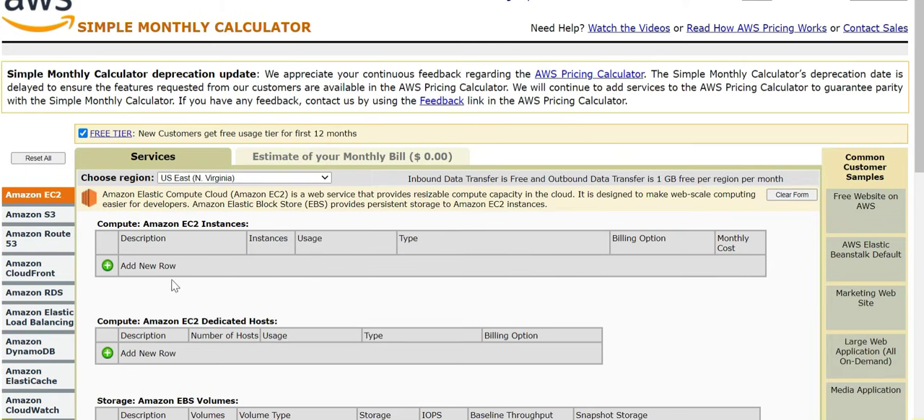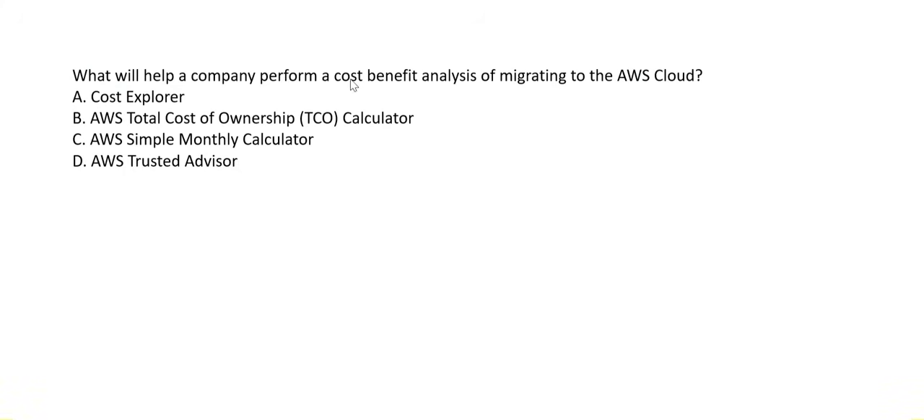Do take some time to go online and check this simple monthly calculator. This is how it looks. You can choose your region, you can add new rows, you can choose what services you are planning, and accordingly it will give you an estimate of your monthly bill. But that is not the answer for our question.